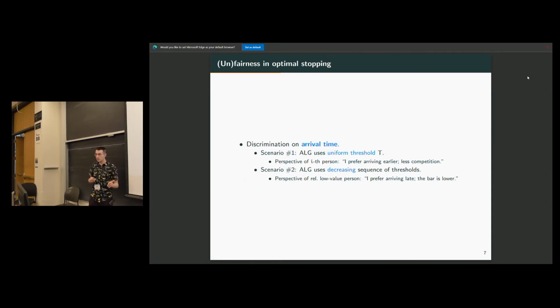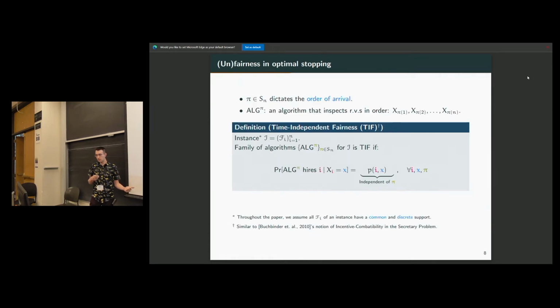Okay, so that was the first type of unfairness. And so here's how we fix it. We impose another constraint, which we call time-independent fairness, that corresponds to the funding example I took before. In order to be able to define that, I first need to slightly augment my model to be able to talk about arrival ordering, because in standard prophet inequalities, the order in which people arrive is fixed. So I will add a superscript to my algorithm, which is a permutation pi, that indicates that the algorithm has to inspect the variables in the order X of pi 1 up to X of pi n.